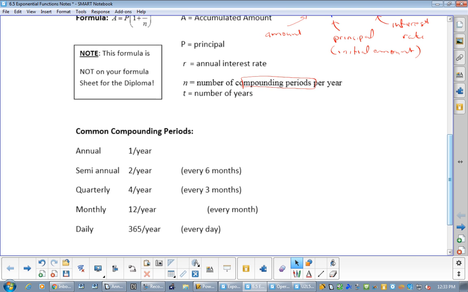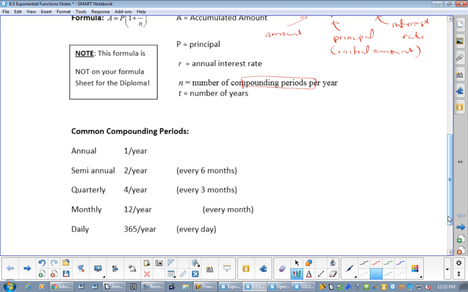Annual is 1 time per year. That's how many times per year. Compounded annually is 1 time. Compounded semi-annually is 2 times a year, aka every 6 months. Quarterly is 4 times a year. Monthly is 12 times a year. And daily is 365 times a year.